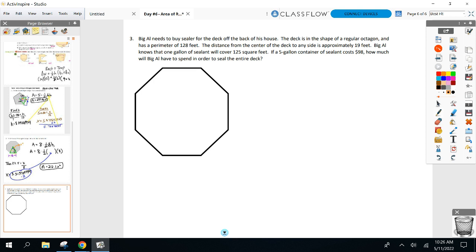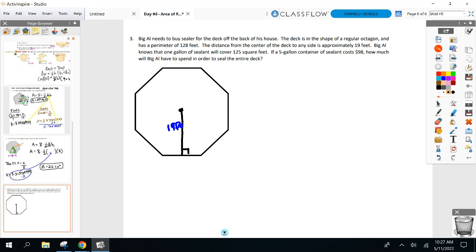All right. Perimeter is 128. Distance from the center to the side. That's a perpendicular distance. All right, FYI, that's a perpendicular distance. That's 19 feet. And we got a lot more information after that. Big Al knows 1 gallon covers 125 square feet. Great. Oh, wow, there's a lot going on.